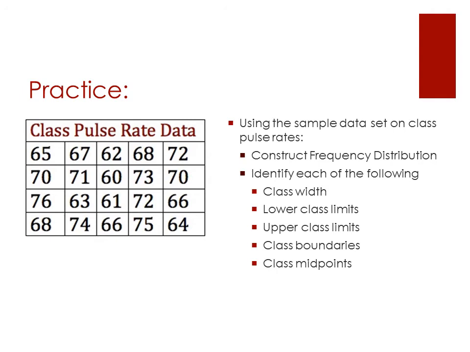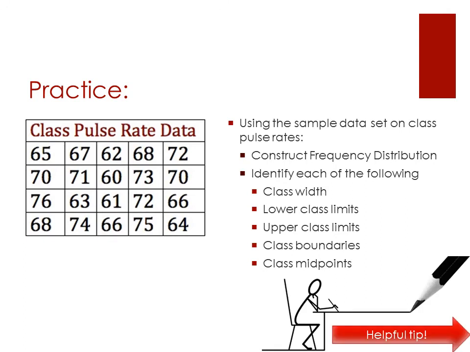Alright, now let's do another practice problem with a little bit more data. Here we have the class pulse rate data from a previous class. So you're going to go through and construct a frequency distribution for this data, and then you need to identify each of the following components of this data set. Now, I've got a helpful tip for you to keep you from making easy mistakes.